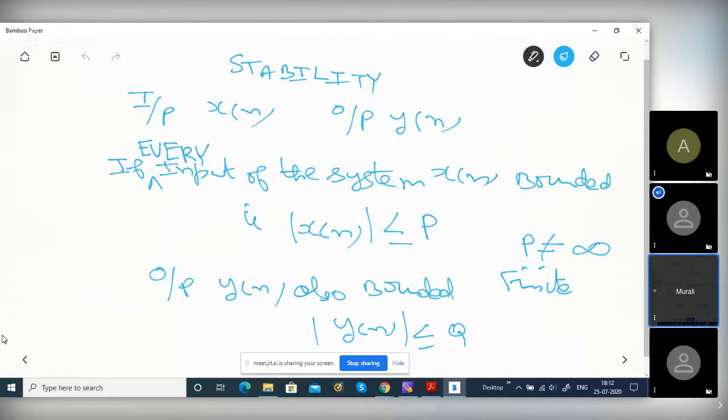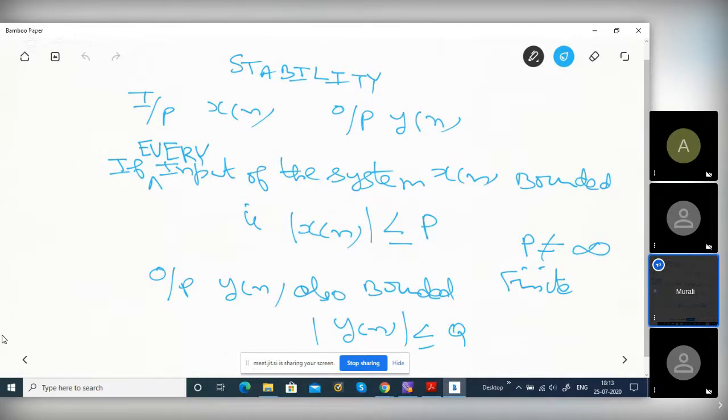Stability, I told you, every bounded input must give bounded output. Is it stable or not? Stable, but it is non-linear. I will give an example of what is unstable actually, but the square array is a stable system because if the input is bounded, it is less than some value, output is also bounded. It is non-linear but stable.